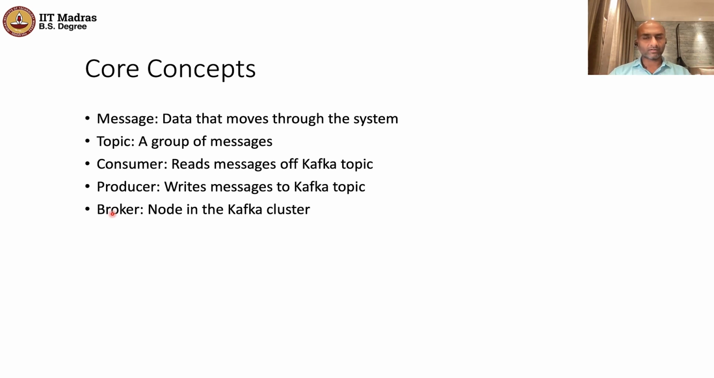So every node in the Kafka cluster is a broker. No node is a special node, right? Every node is equally special as the other, right? So in that sense, it's like a peer-to-peer architecture as opposed to a master-slave kind of architecture, or a master-worker kind of architecture like that Spark has or Hadoop has.